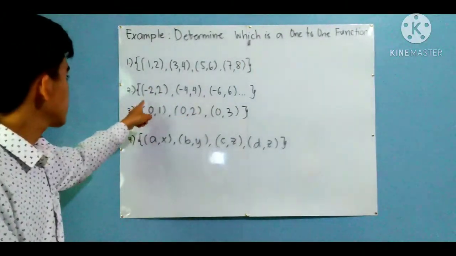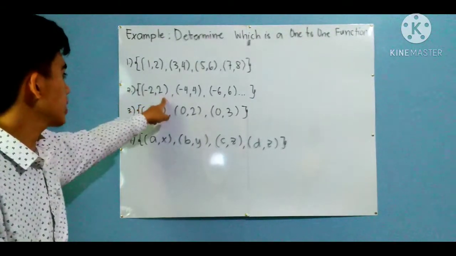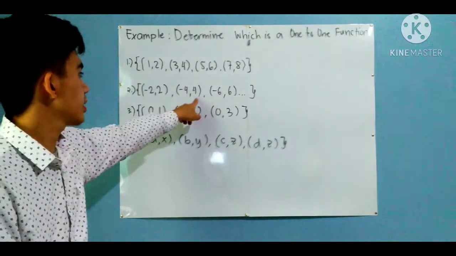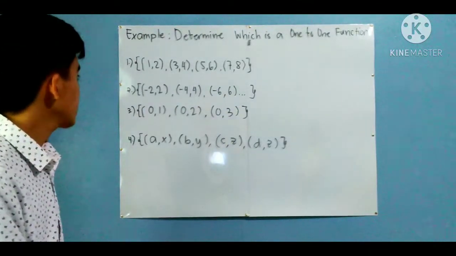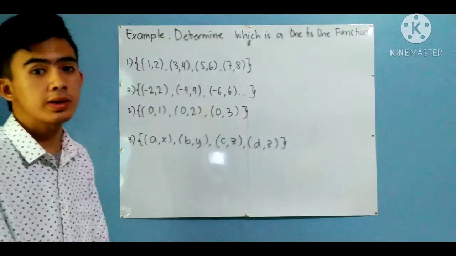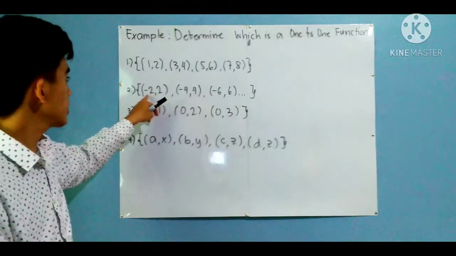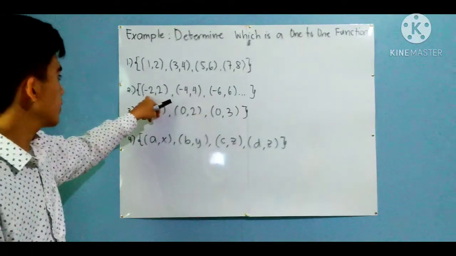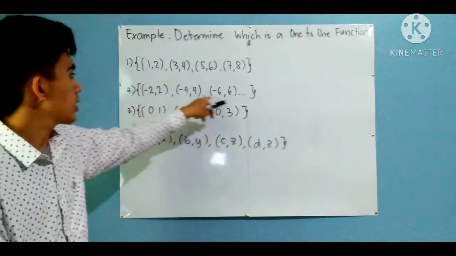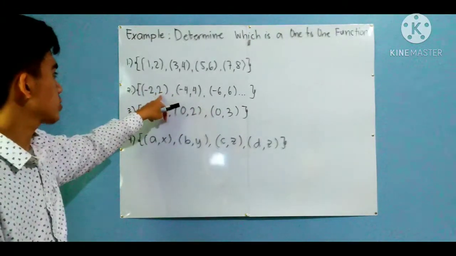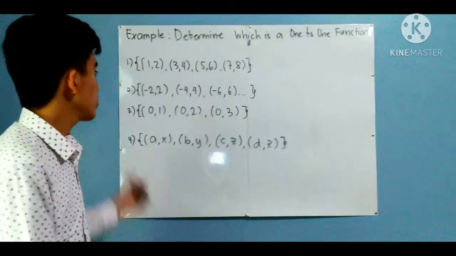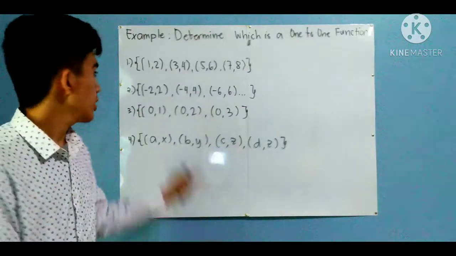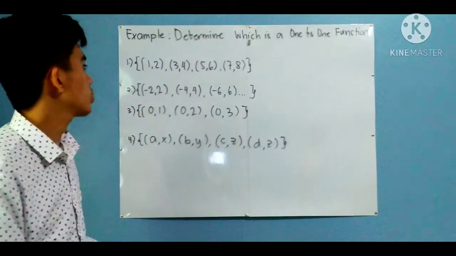So, number 2 is negative 2 is naka-pair siya kay 2, negative 4 kay positive 4, negative 6 kay positive 6. So, makikita rin natin na walang na-repeat sa pairing nila. Tingnan natin is yung x natin, negative 2, negative 4, negative 6. Din sa y is 2, 4, and 6. So, walang na-repeat na element or walang na-repeat, kaya ito ay isang one-to-one function.